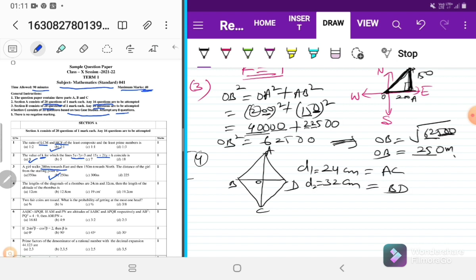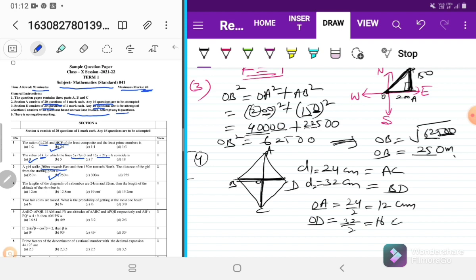We know that the diagonals of a rhombus always bisect each other at point O, at right angles. So if D1 is 24, what will be OA or OD? AC is 24, then what will be OA? Because diagonals bisect each other, OA will be 24 by 2, that is 12 centimeter. Same way, BD is 32, then what is OD? You can say OD or OB, OA or OC, both are the same. So OD will be half of 32, that is 16.